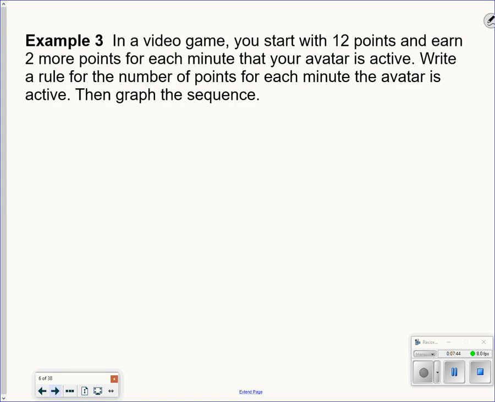In the video game, you start with 12 points and earn 2 more points for each minute that your avatar is active. Write a rule for the number of points in each minute the avatar stays active. Then graph the sequence. So you start off with 12. And then the next minute you have 14 points. And the next minute you have 16 points. And the next minute you have 18 points. So you're going to earn points each minute that you're in. So you start off with 12 and add 2 more each time.